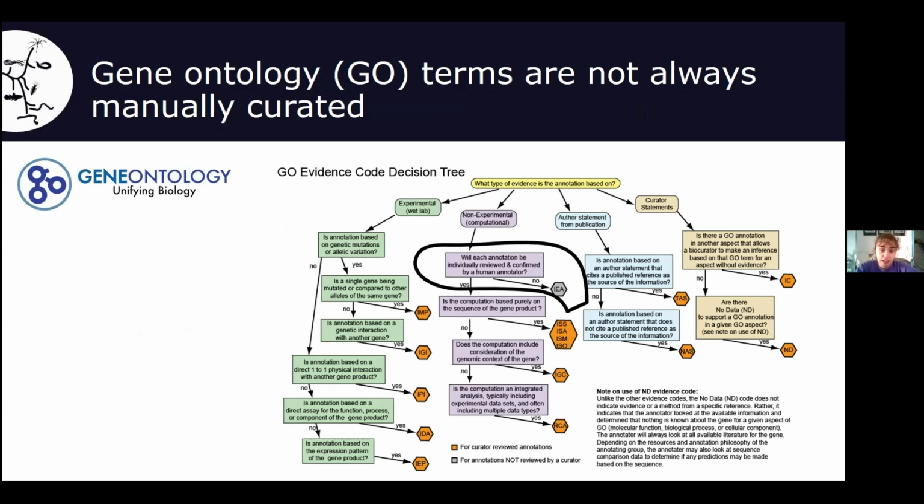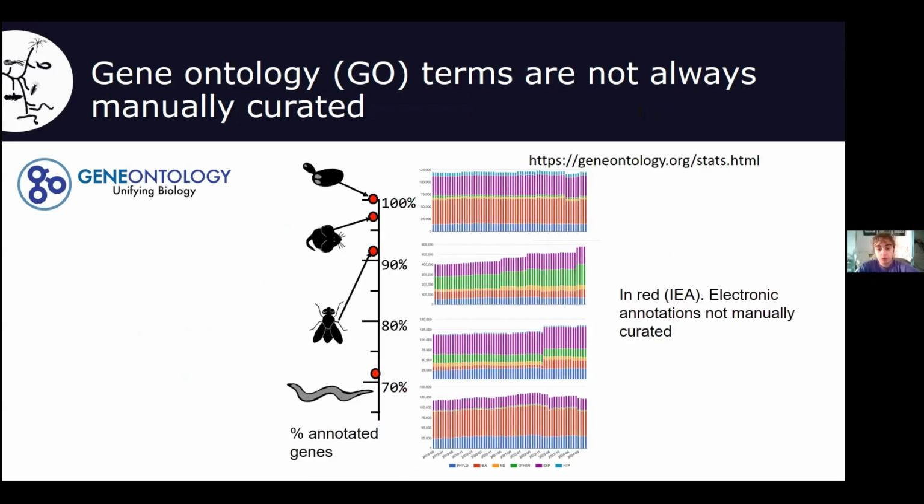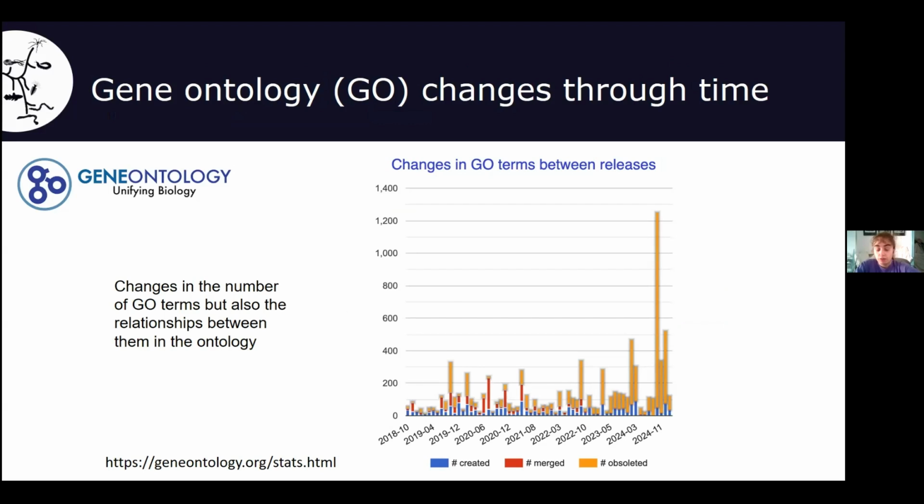For the gene ontology terms that we have for some proteins, not all of them are manually curated. Some are transferred bioinformatically, but they have not been reviewed by a curator. For example, in different model organisms, you can see in red the proportion of the annotated genes that have electronic annotations that have not been manually curated. And that also changes depending on the model organism. For C. elegans below, for example, there are many more non-curated electronic annotations than in Drosophila, which is right above it. Also, when we talk about function, it's important to notice that the gene ontology changes through time.